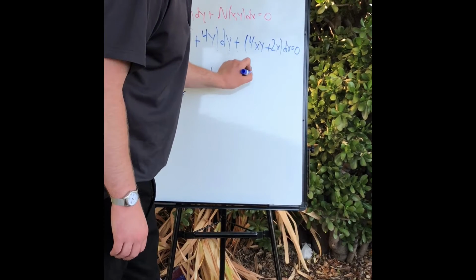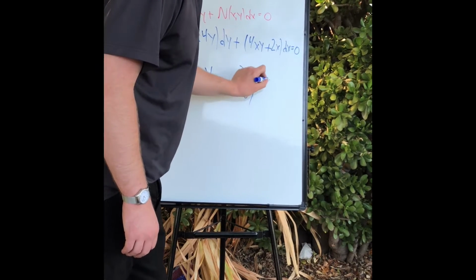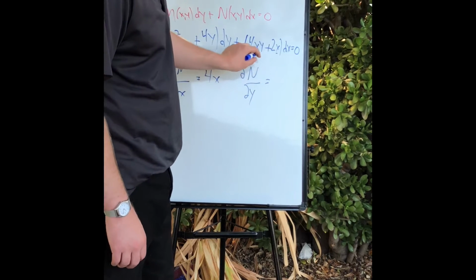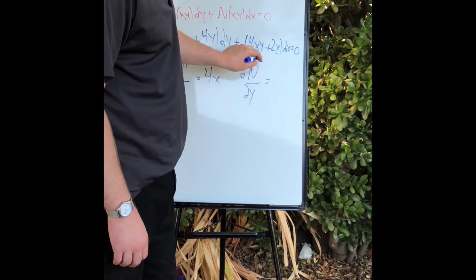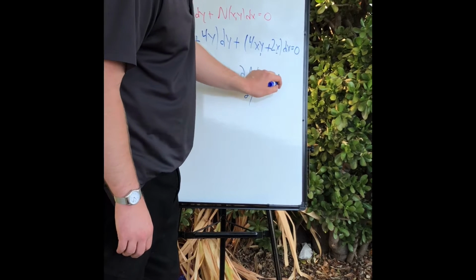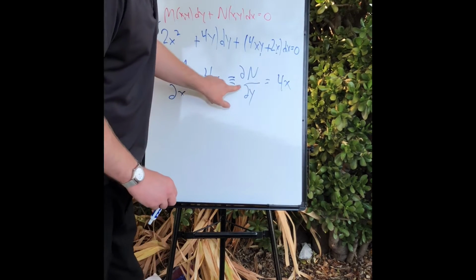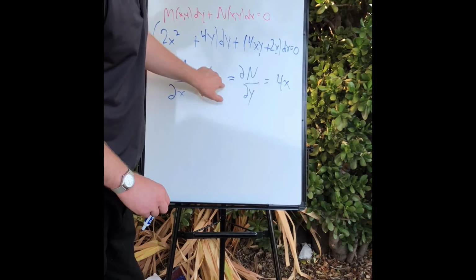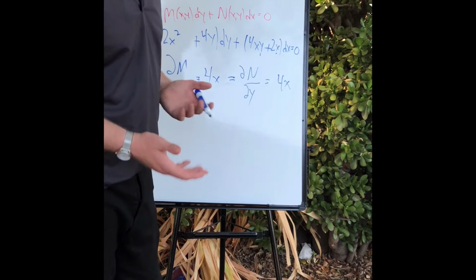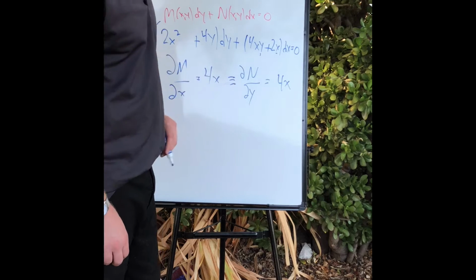And now we'll do del N over del y, which this is 0. But here, because this is a constant term, this is going to go away. So this is going to be 4x. And these are equal. And I don't know if I would use the identity symbol. I guess why not? I mean, they're the same.